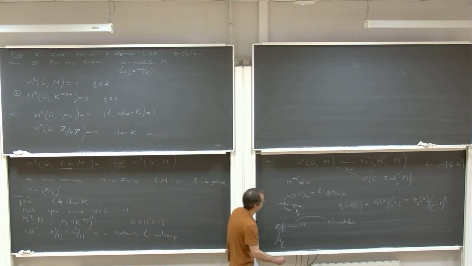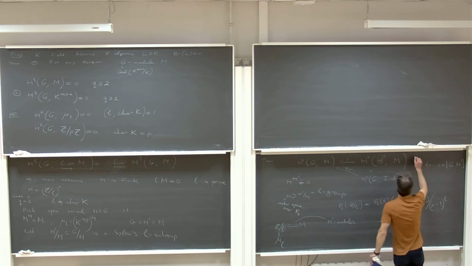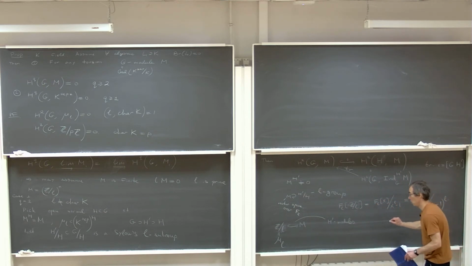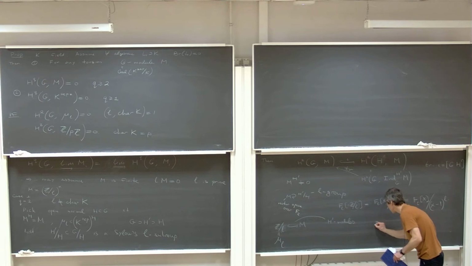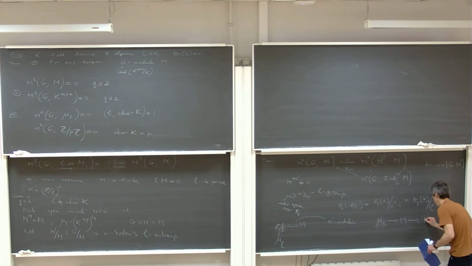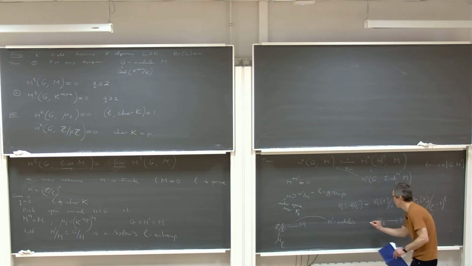Therefore, we have a short exact sequence. So mu L goes to M and goes to M prime. That's the quotient.